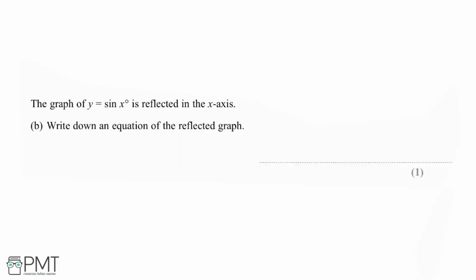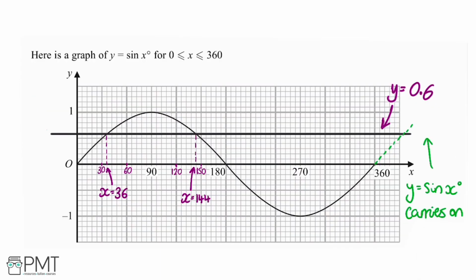So now part B says the graph of y equals sine x is reflected in the x-axis, and we need to write down an equation of the reflected graph. And the answer here is y equals minus sine x. And this makes sense because when we're reflecting in the x-axis, we're taking what y is equal to, and we're reflecting it, so times it by minus 1 to reflect it in the x-axis. So all these points will go down here.